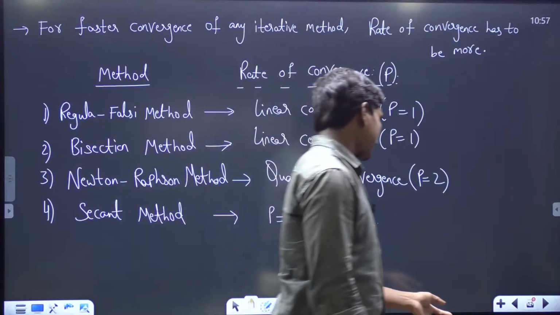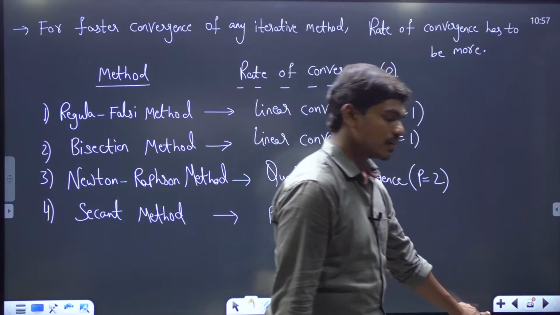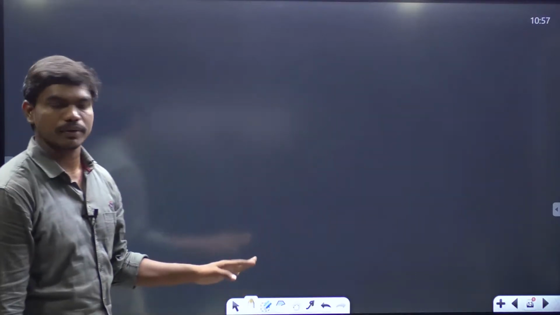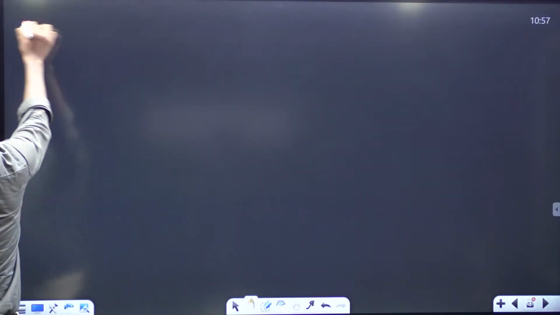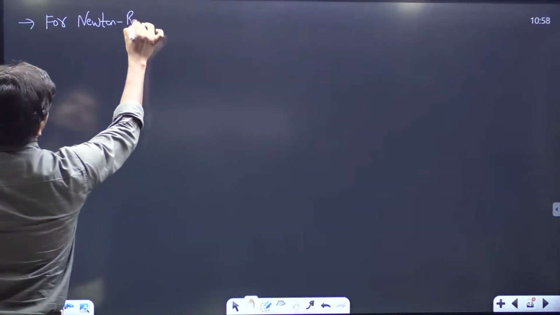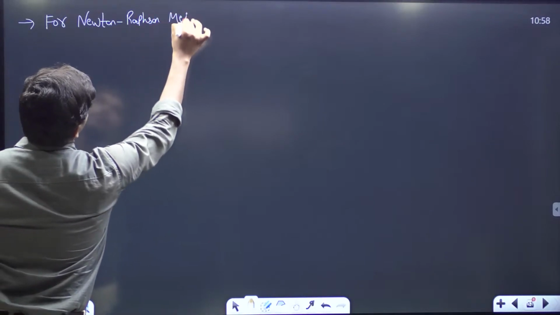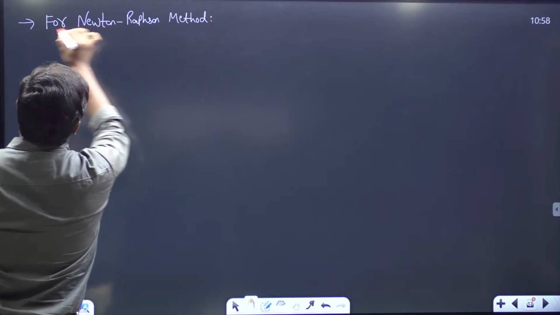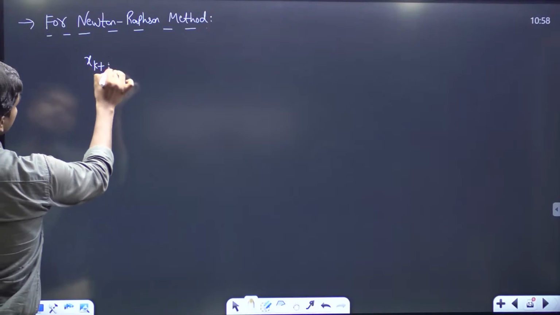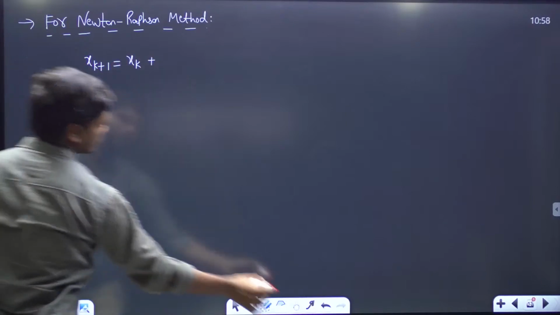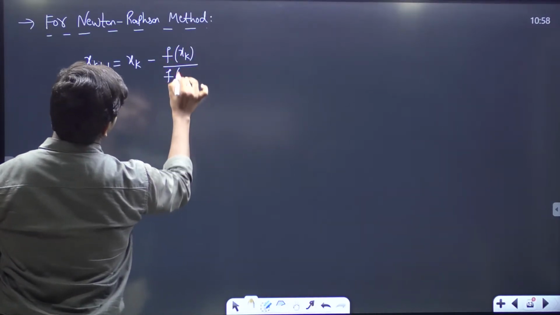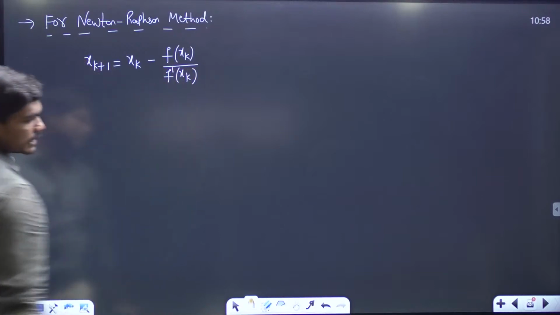I'll show you the methodology of how to calculate it, but we may not go till the last step because it's time consuming. So for the Newton-Raphson method, I'll show you simply. What do we have? x(k+1) is equal to x(k) minus f of x(k) divided by f dash of x(k). This is the iterative formula we have.